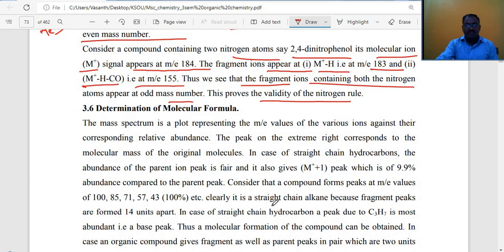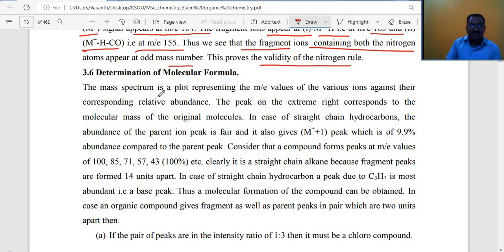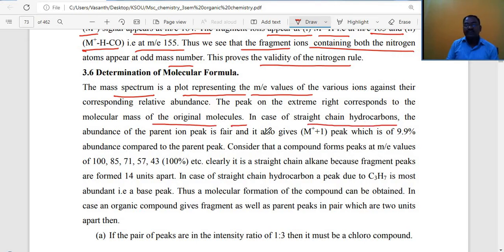How to determine the molecular formula? The molecular formula is determined with the help of the mass spectrum. It's a plot representing M/E values of the various ions against their corresponding relative abundance. The peak on the extreme right corresponds to the molecular mass of the original molecule. In the case of a straight chain hydrocarbon, the abundance of the parent ion peak is fair.